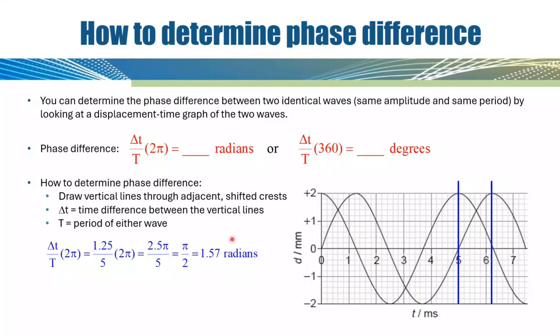Now let's do the same thing in degrees. When we do it in degrees, we still have a time difference of 1.25. That's the time difference between these vertical lines. And we divide by the period 5, times 360, and we get 90 degrees. As you know, 90 degrees is also equal to pi over 2 radians. So it's doing the same thing, just in different units.